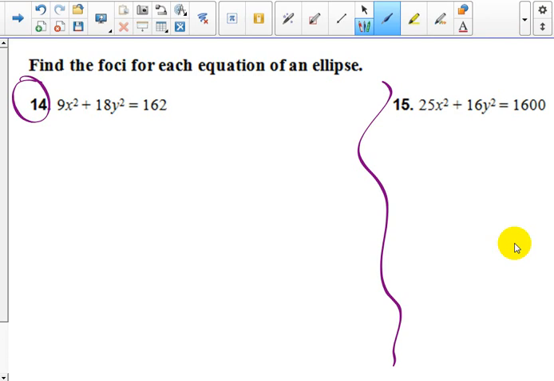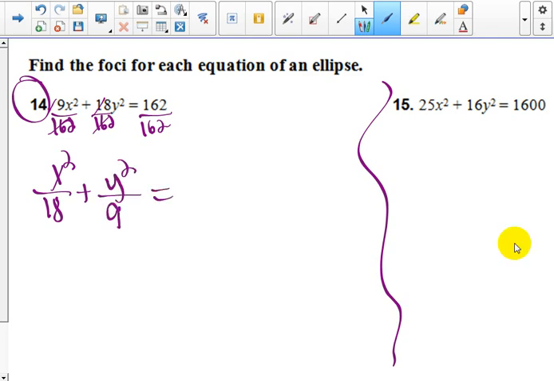So just like we did, we've got to turn this into 1. So we need to divide everything by 162. Okay, and when we do, this cancels out, so you get x squared over 18 plus, and this simplifies to y squared over 9 equals 1.